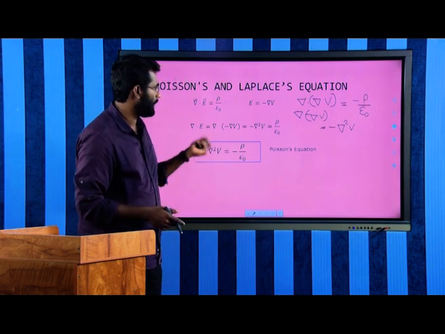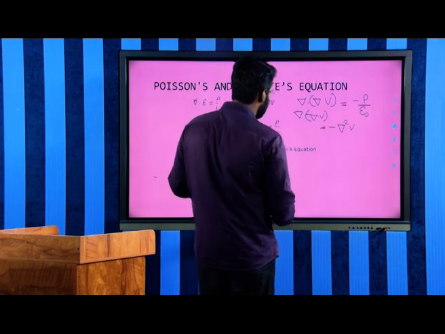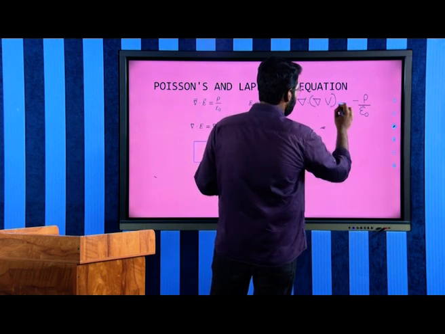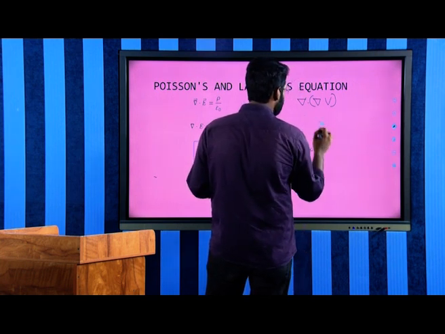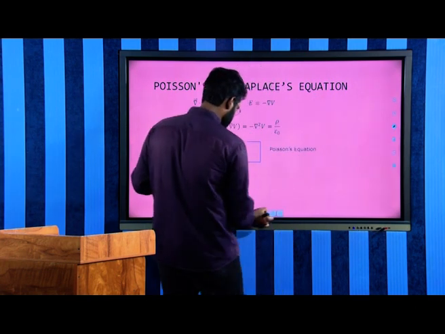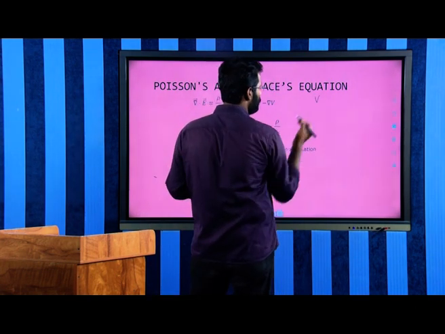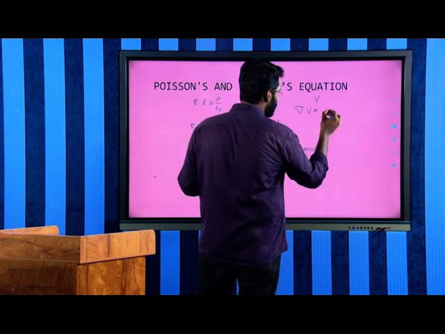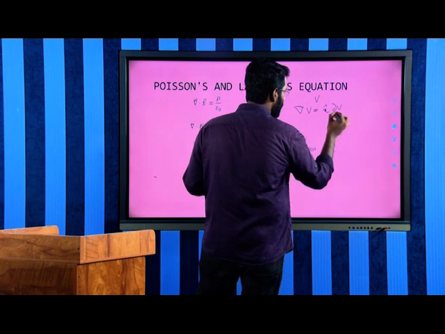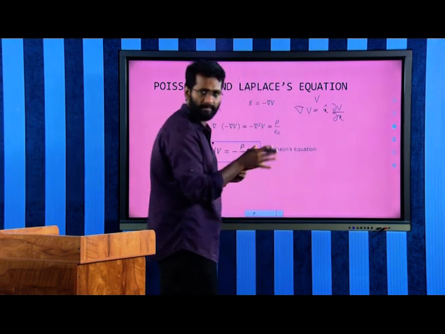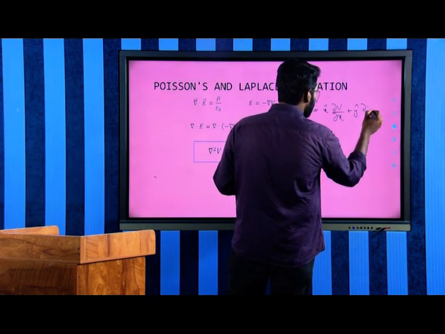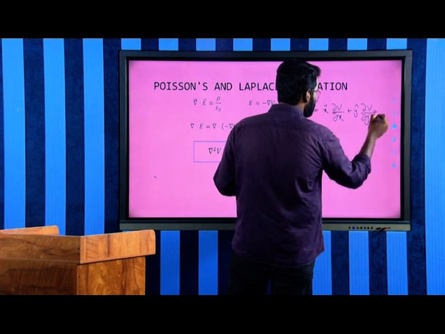Now what is this del square? We know del V means the gradient of a scalar. So let us write that, let V be our scalar function. Then what is del V? We know that del V is equal to x cap into dou V by dou x, from the definition of the gradient, plus y cap into dou V by dou y plus z cap into dou V by dou z.